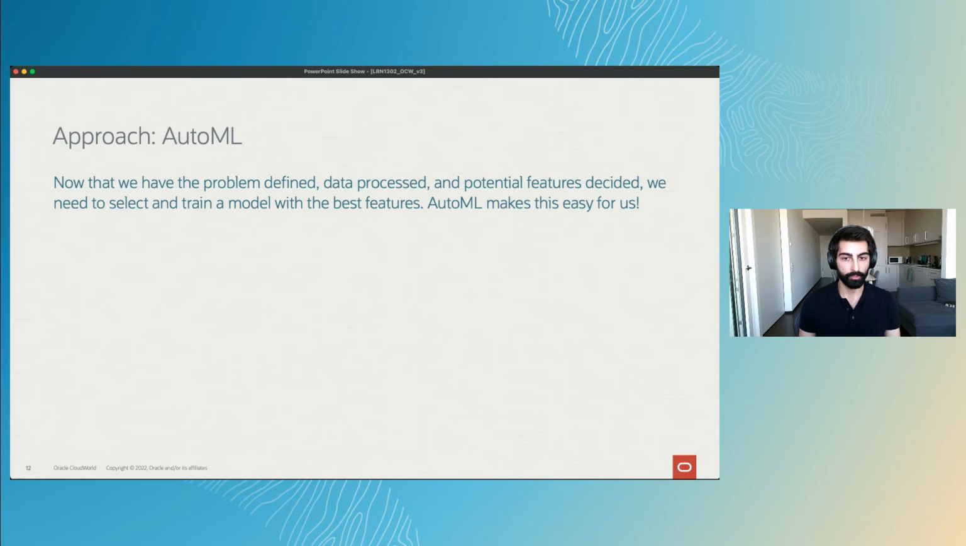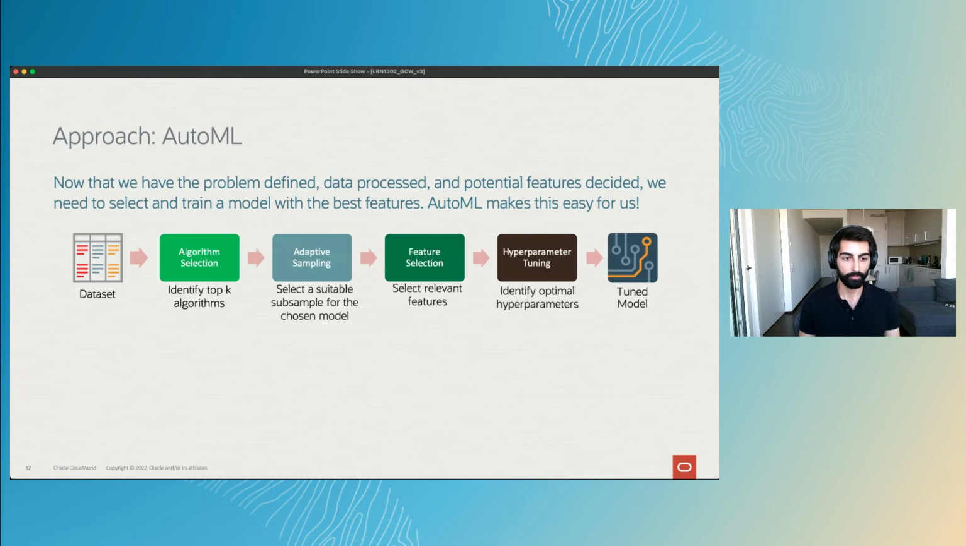So now we have the problem defined, we have the data processed, and we have the potential features decided. We need to select and train a model that can perform well on this data set, and we need to select the best features, and we need to tune the parameters. AutoML makes this easy for us. So AutoML takes the data, it identifies the top algorithms that could perform well on it, it adaptively samples a subset of the data to evaluate the approaches quickly, it selects the most relevant features for the problem, and it tunes the best algorithm for the problem for us.